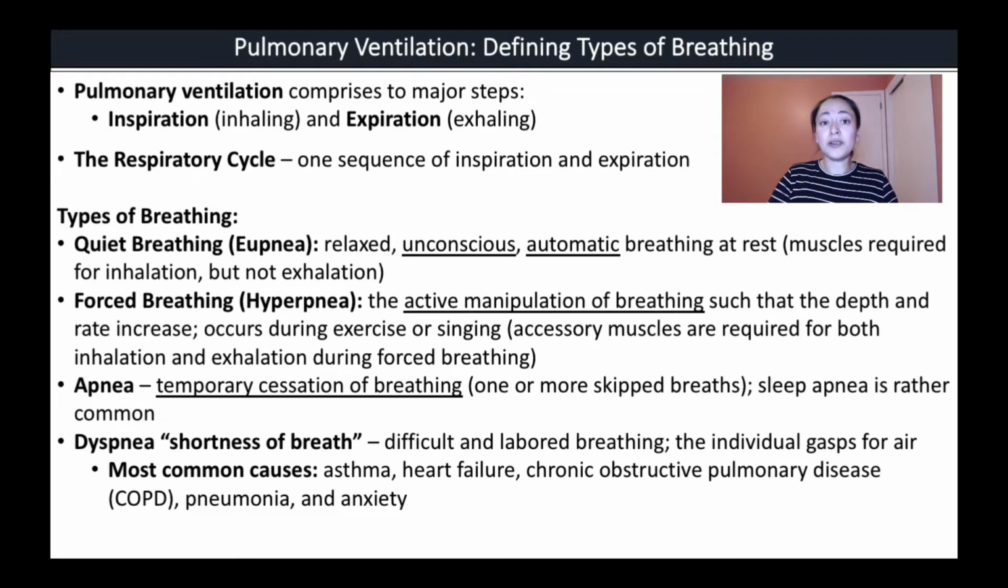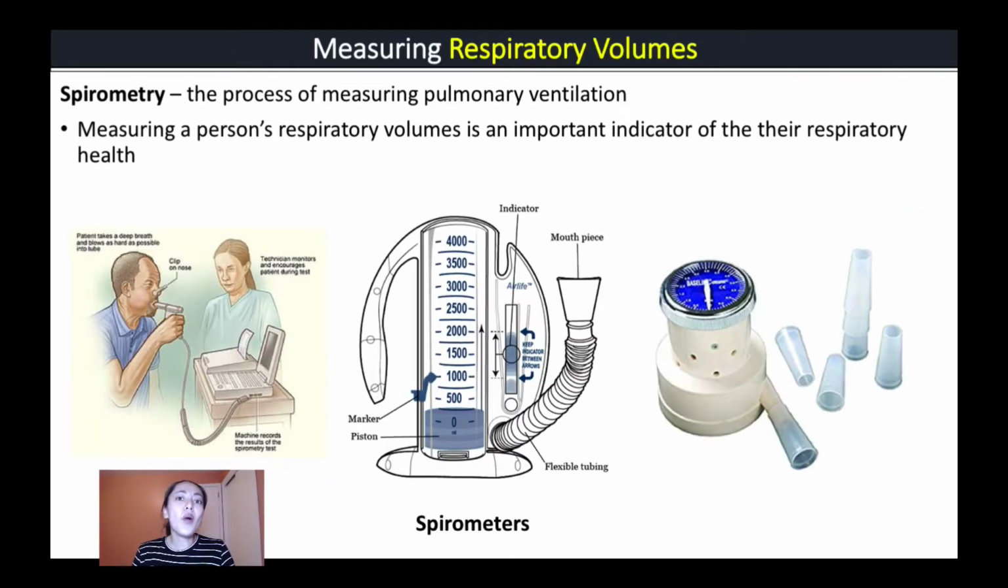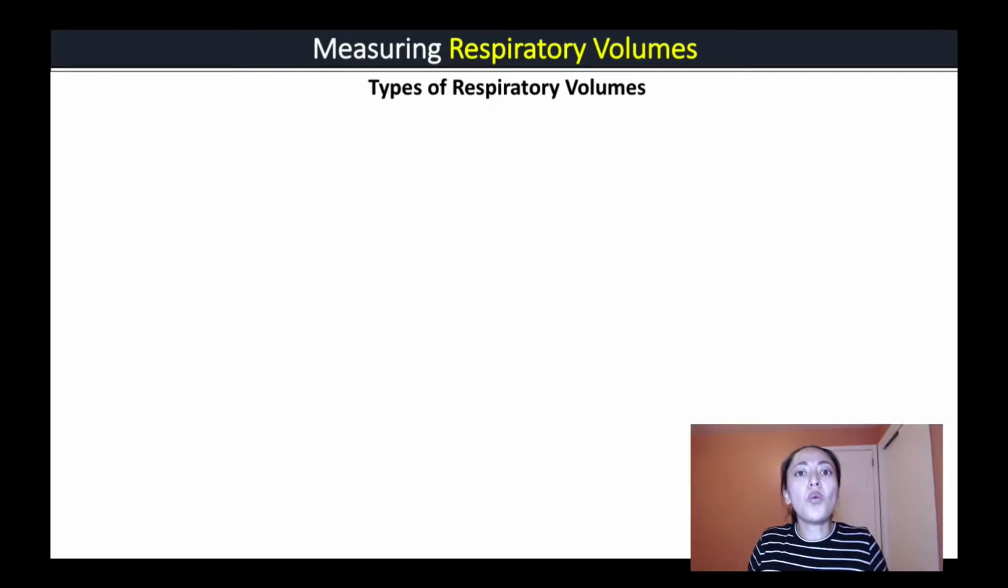One way that doctors can get an idea of somebody's lung health or respiratory health is through a process called spirometry. And this is a process that measures pulmonary ventilation. There are a lot of different types of spirometers, and 3 common types of spirometers are pictured here. So what types of respiratory volumes can you measure?